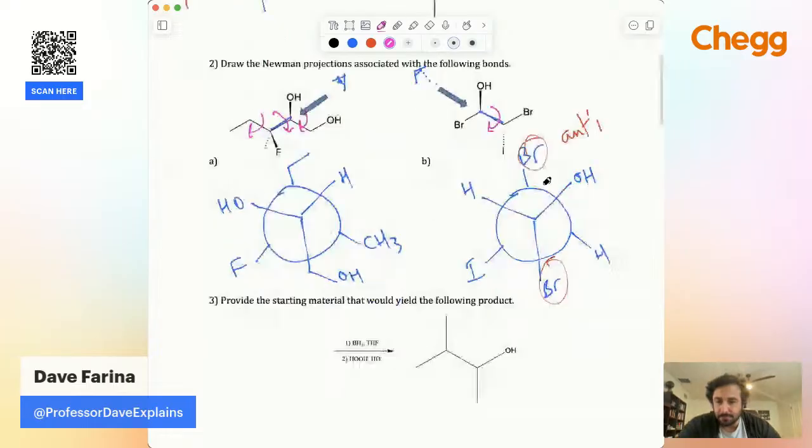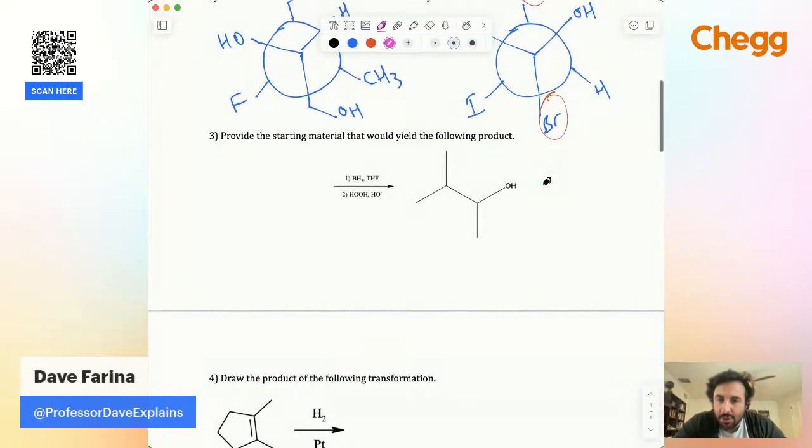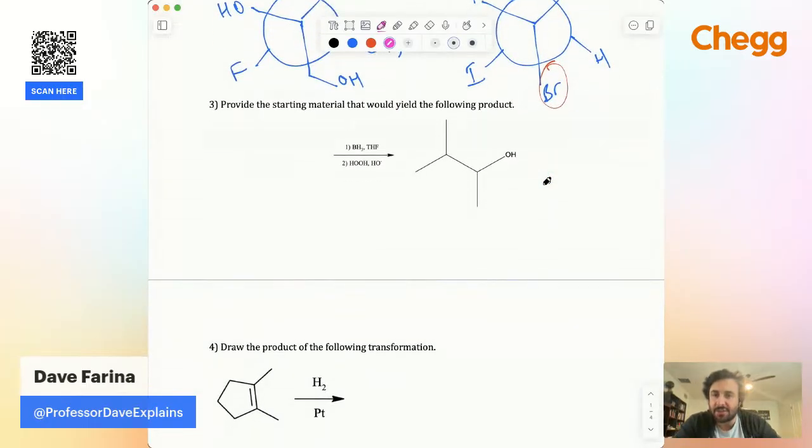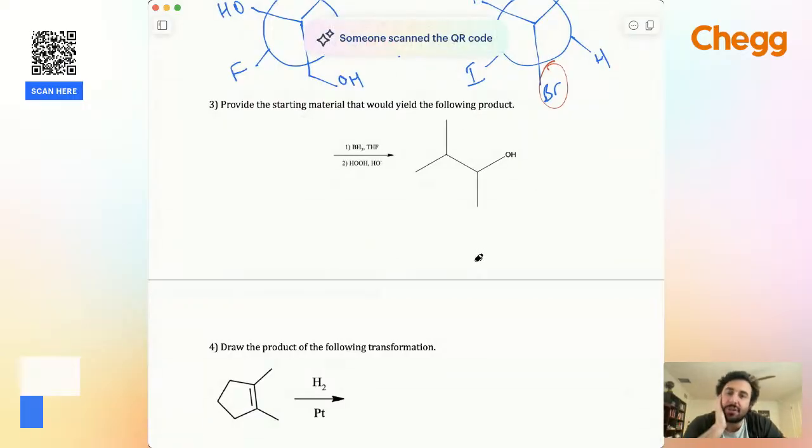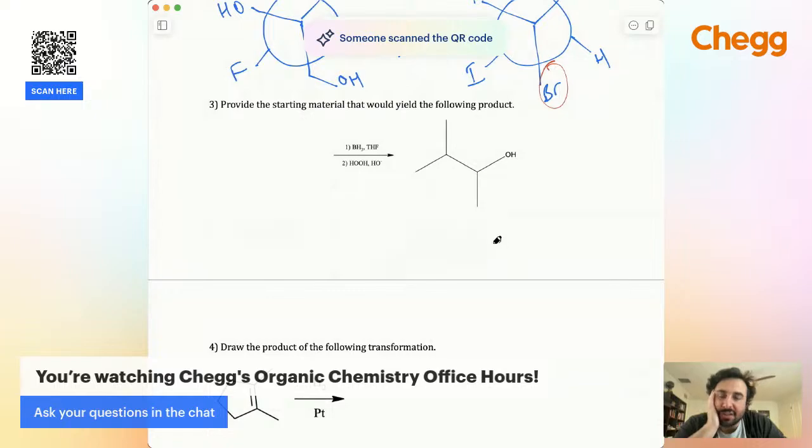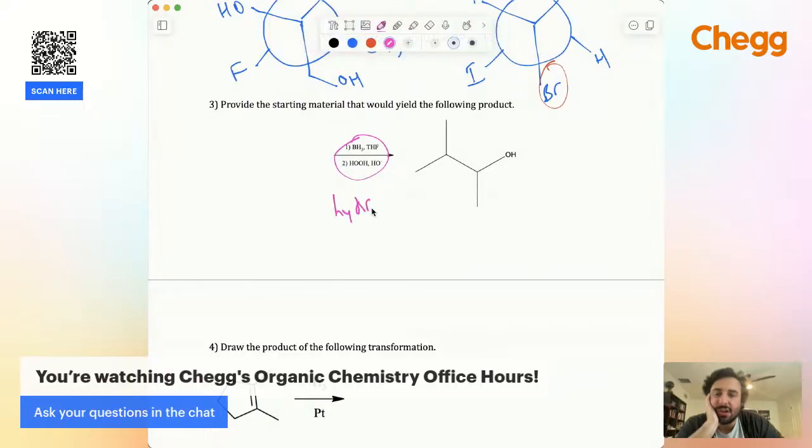Okay, that's it. All right, back to a couple addition reactions. So once again, we want to provide the starting material that would yield the following product. So now what do we have? These are the conditions for hydroboration oxidation. And so this is anti-Markovnikov hydration.